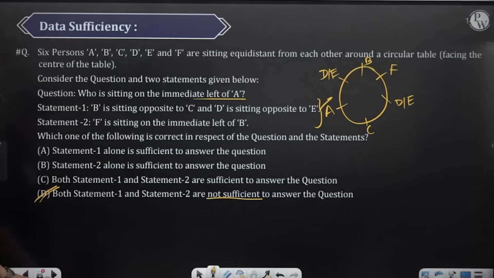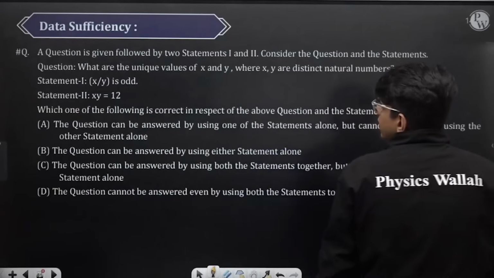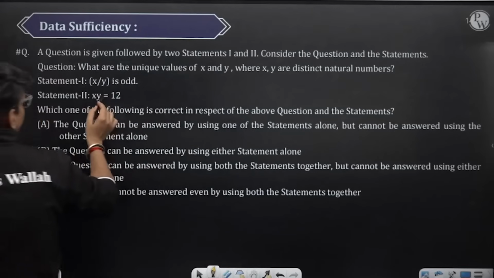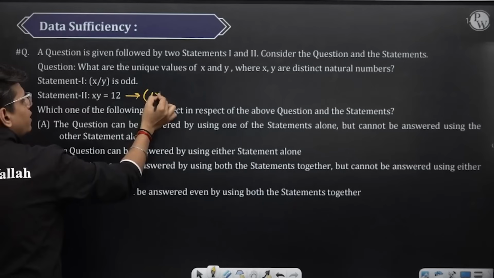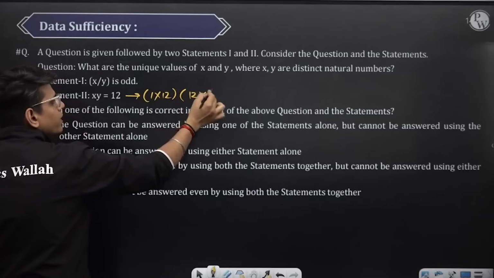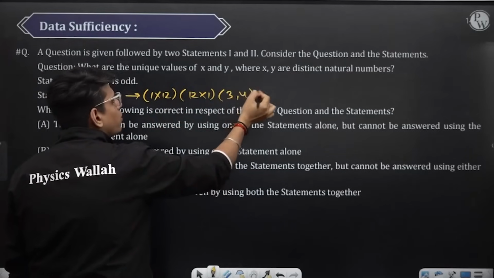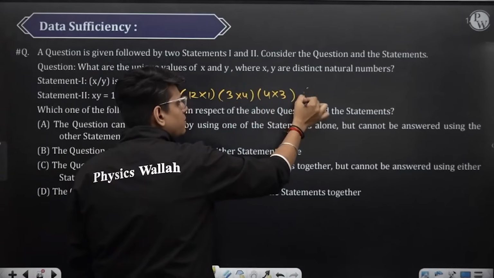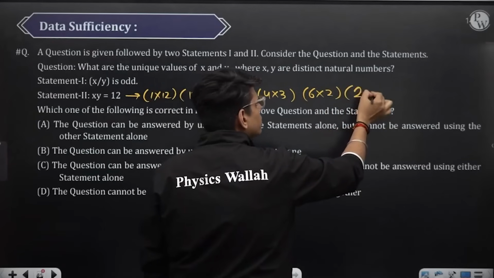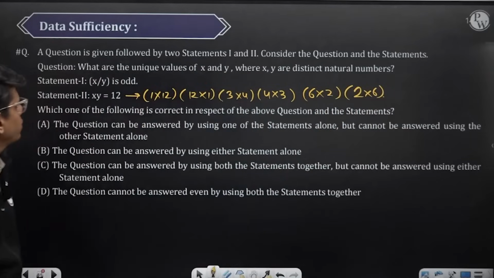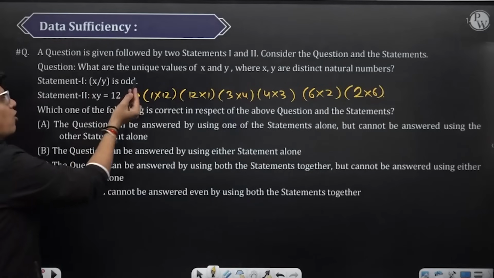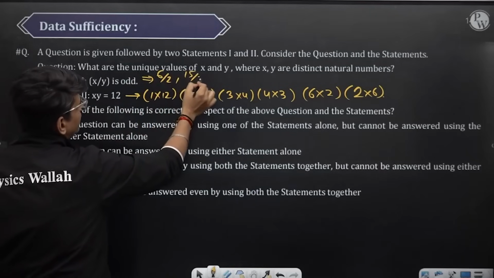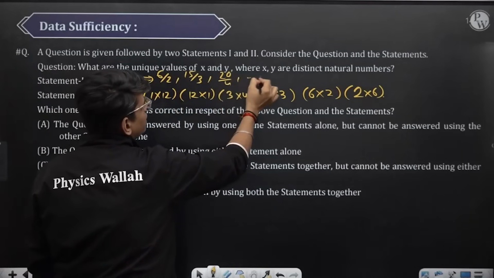Let's move to the next. A question is followed by two statements. What is the unique value of X and Y? Here X into Y equals 12. So possibilities of X and Y are 1 and 12, another is 12 into 1, another possibility is 3 into 4, 4 into 3. Another possibility is 6 into 2, 2 into 6. So here 6 possibilities are there. X by Y is odd, so there are multiple possibilities: 6 by 2, 15 by 3, 20 by 4, and so on.